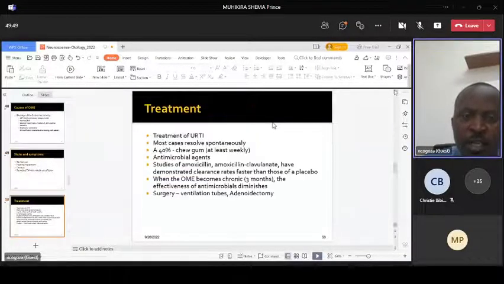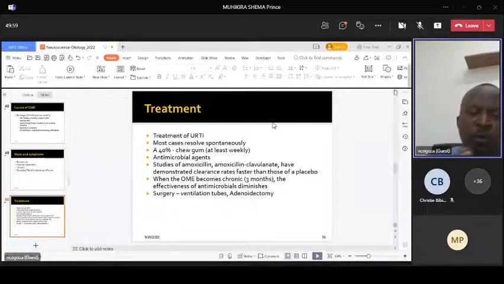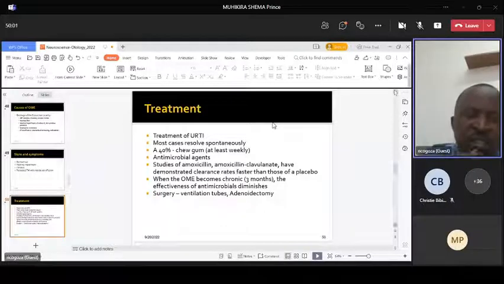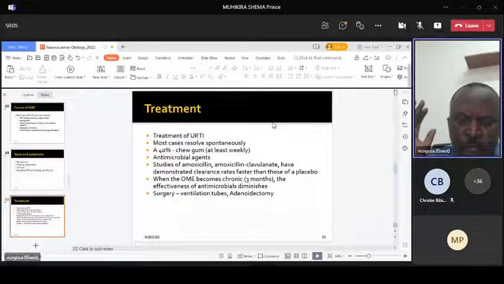So the treatment will be to treat the cause. Once the cause is no longer there, if there are adenoids, you remove them; you repair the insufficiency of the soft palate; you remove the tumor if it's there; you treat the upper respiratory tract infection, and everything will be okay.